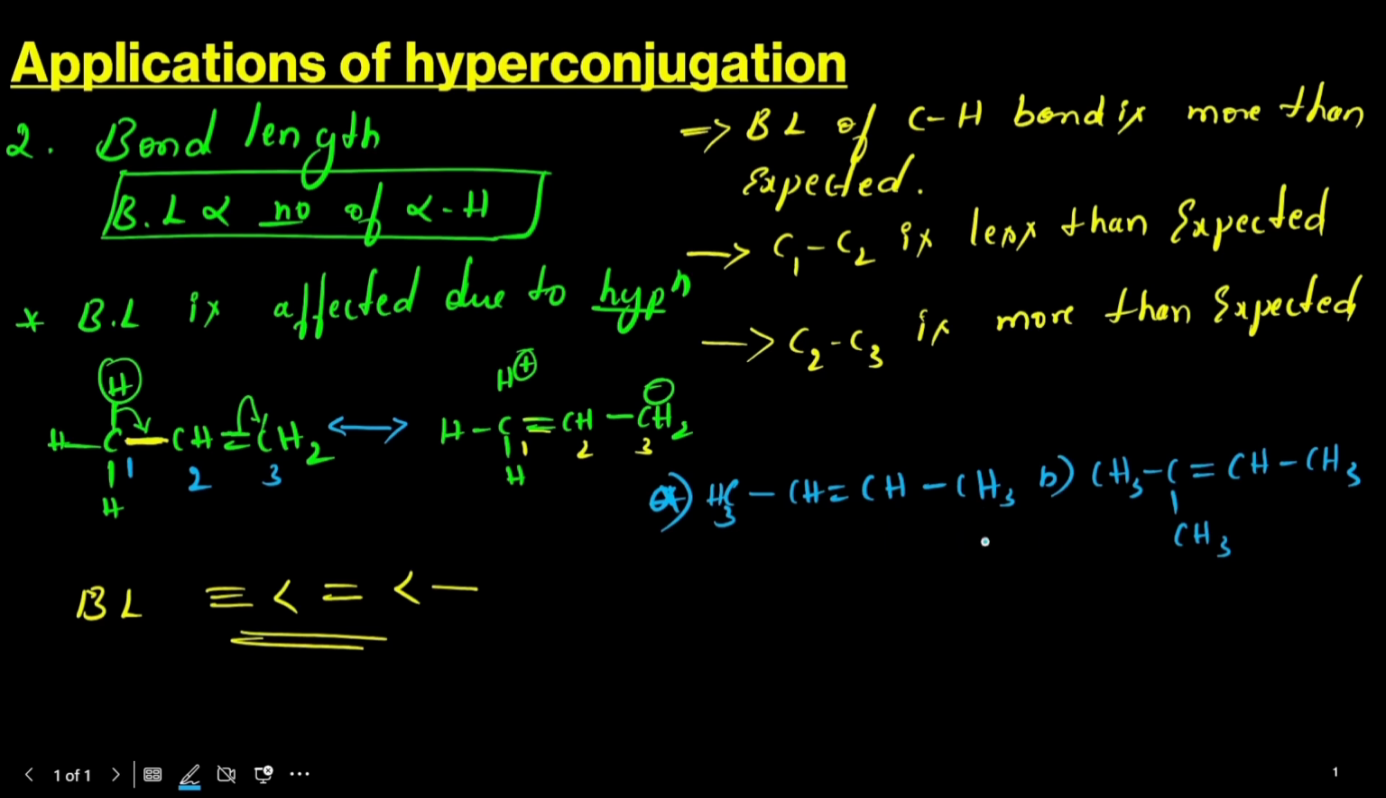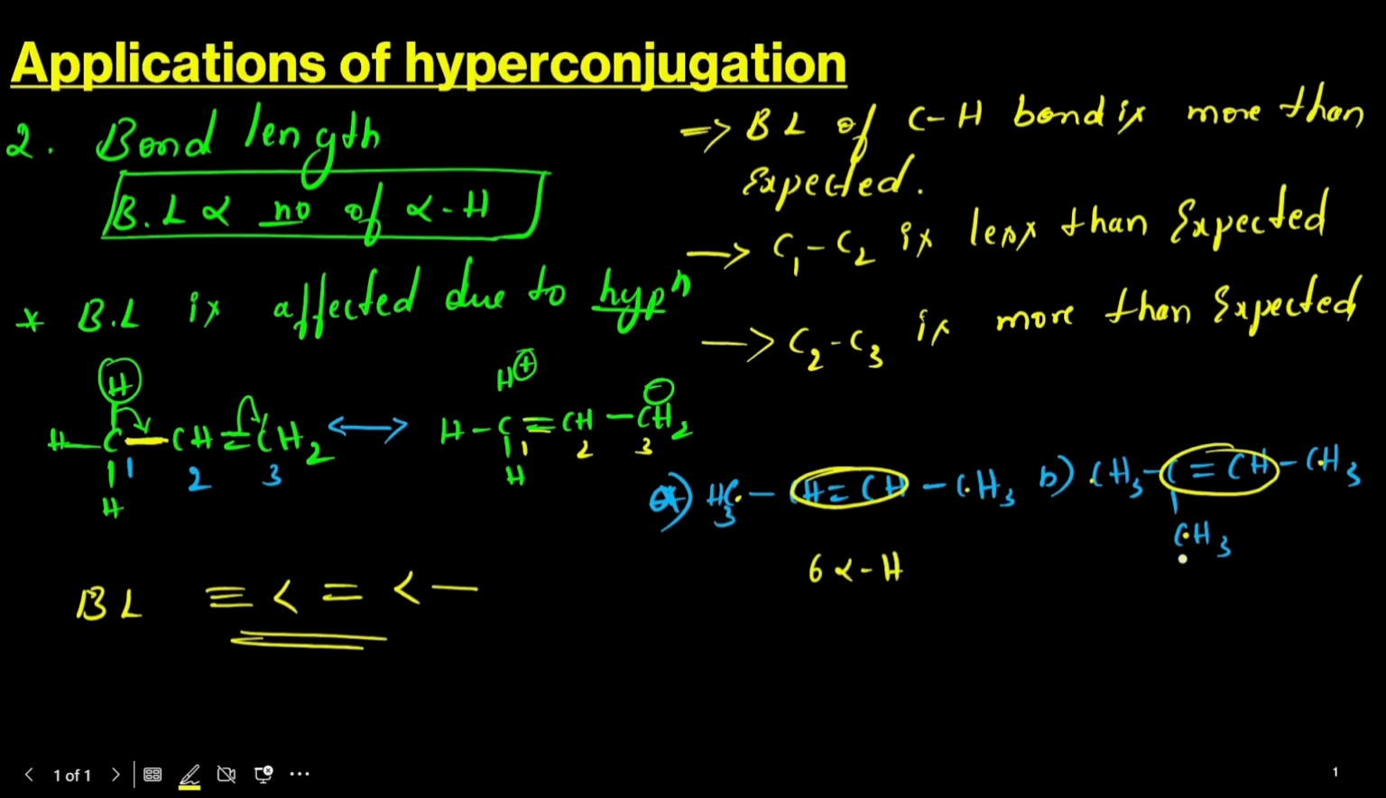Among these two, what is the bond length order? Among these two, which has more bond length? Here this is alkene and here we have alkene. This is alpha carbon atom and alpha carbon atom. Here how many alpha hydrogens are there? Here 3 and 3. 6 alpha hydrogens are there.